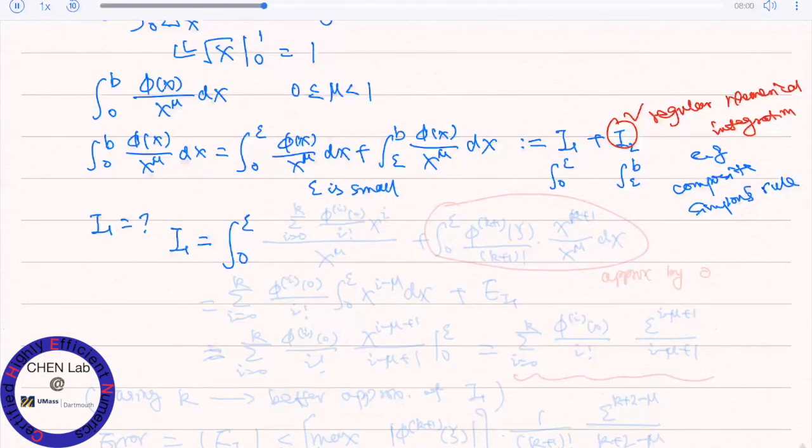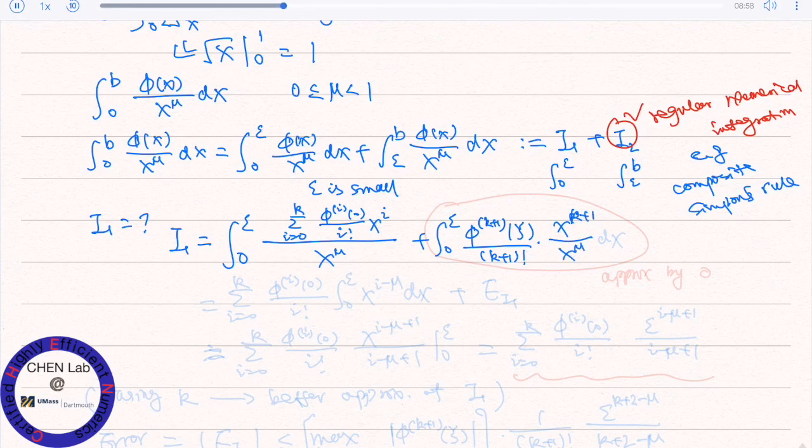We can do this as the following. We can expand the phi of x to be the sum from i equals 0 to k of phi to the i's derivative at 0 divided by i factorial, times x to the i's power, plus a remainder term on 0 to epsilon: phi to the k plus 1 derivative at some c between 0 and epsilon divided by k plus 1 factorial, times x to the k plus 1, all divided by x to the mu, dx.